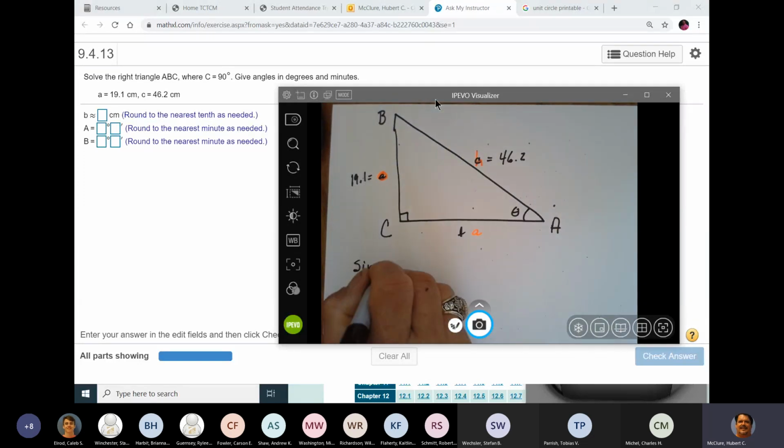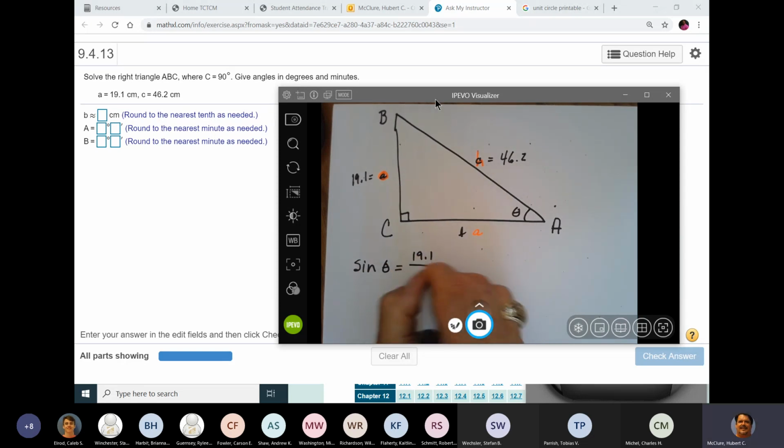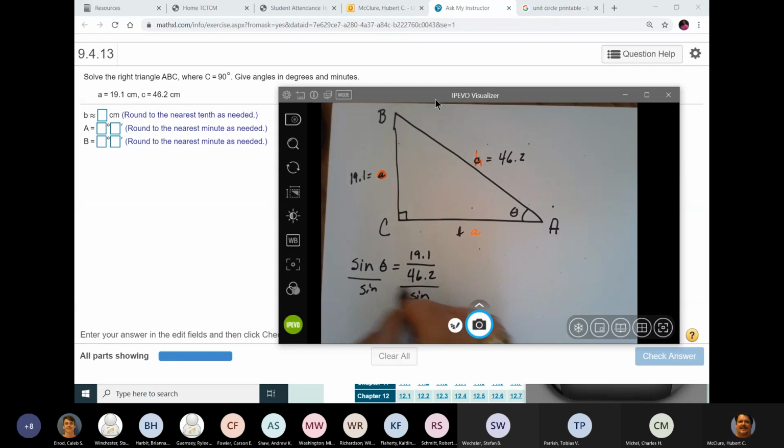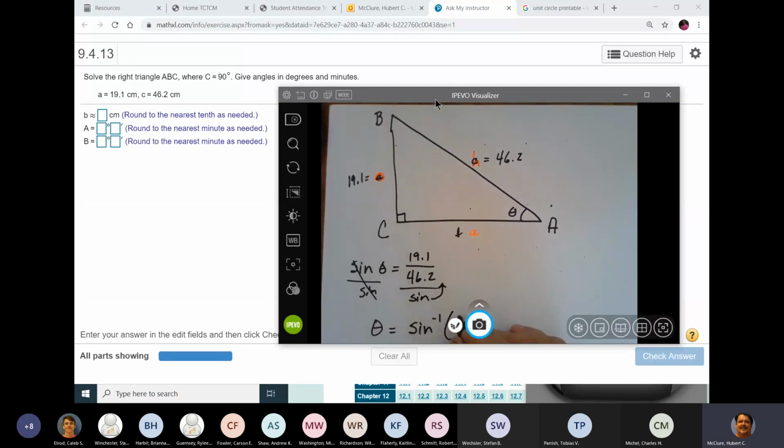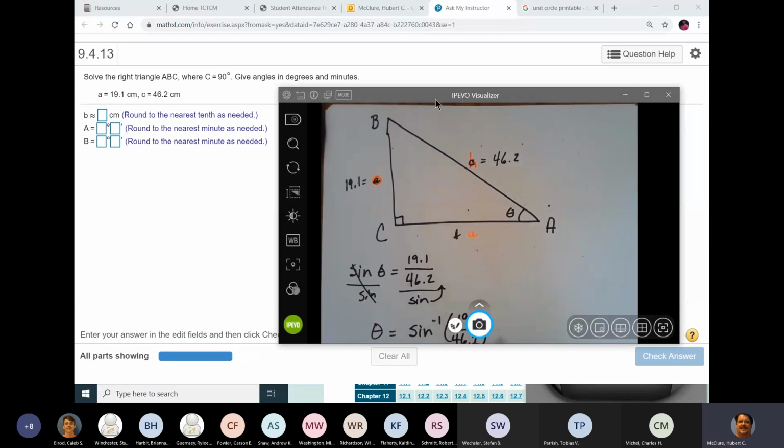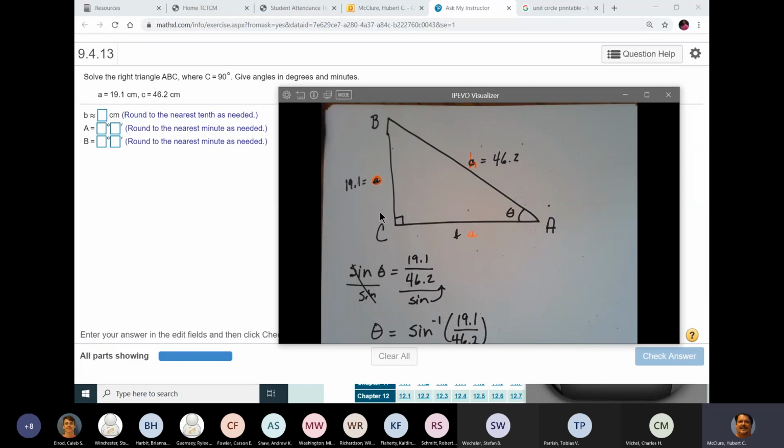Sine of theta is equal to opposite over hypotenuse, 19.1 over 46.2. And I'm going to divide by the sine. Theta is equal to the inverse sine of 19.1 over 46.2. Now make sure that your calculator is in degrees, because we're not in radians.